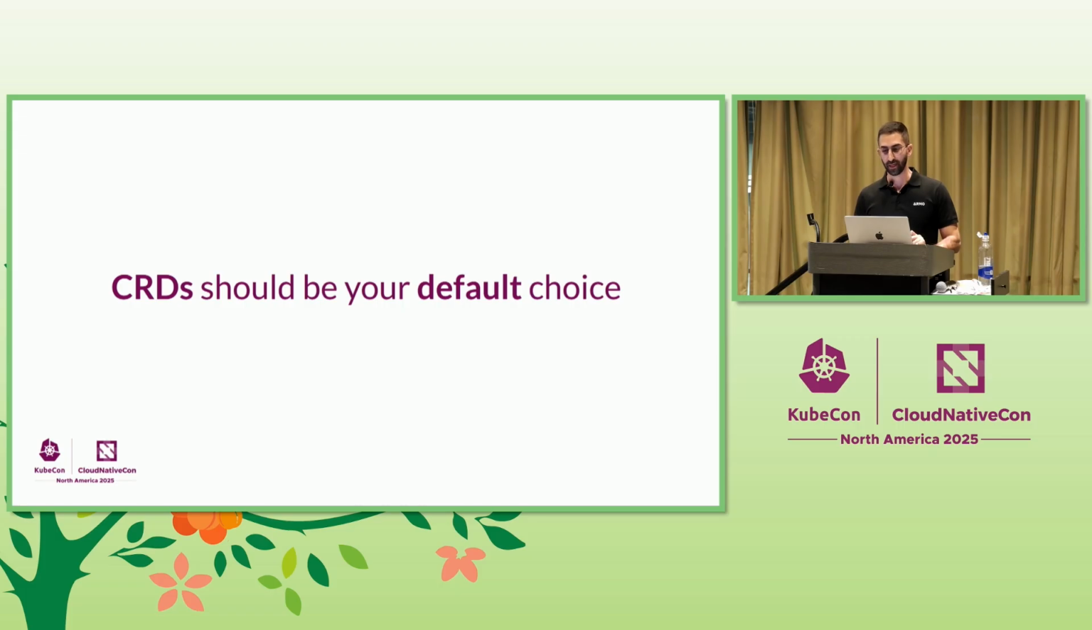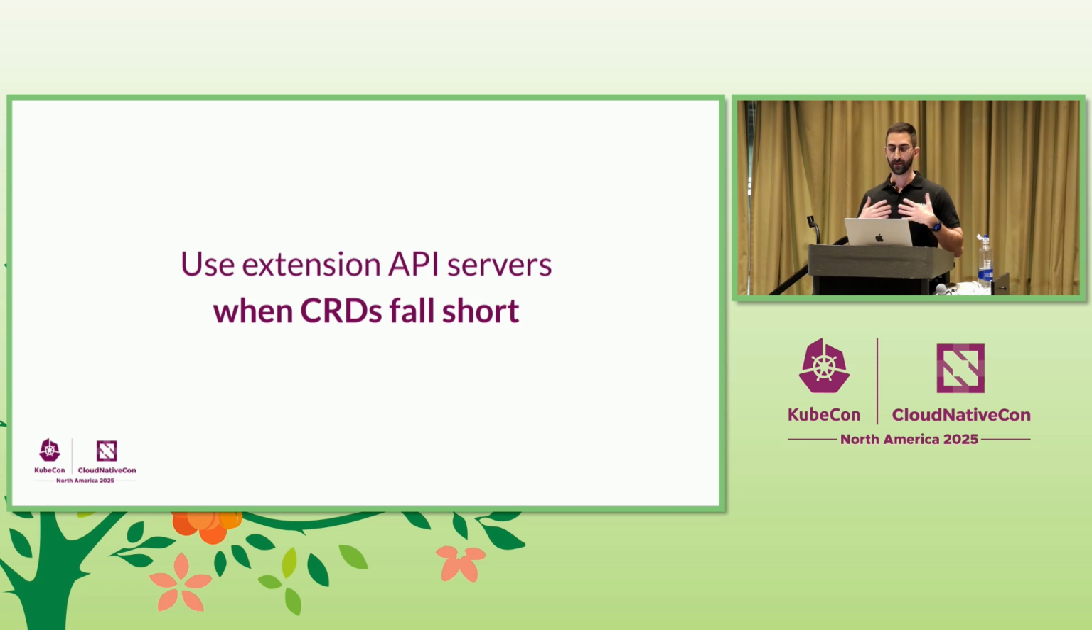So I have a few takeaways I want you to take from this talk. Start with CRDs. They're easy to implement. I think they should be your default choice. Kubernetes does all the heavy lifting for you. But extension API servers are for when CRDs can't do the job. So if you need custom storage, you'll have data size limitations in etcd, or you want a different backend. That's the point where you can start exploring these options.